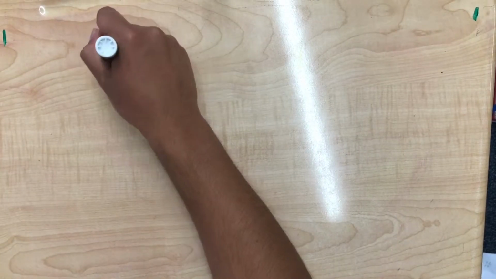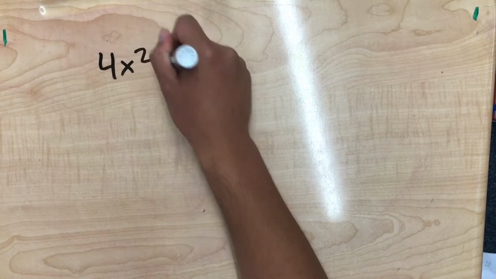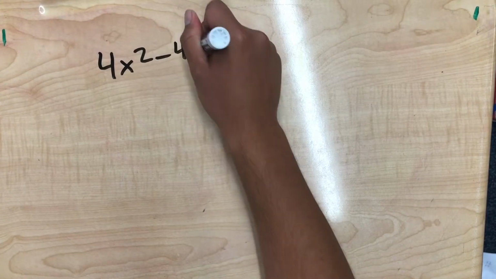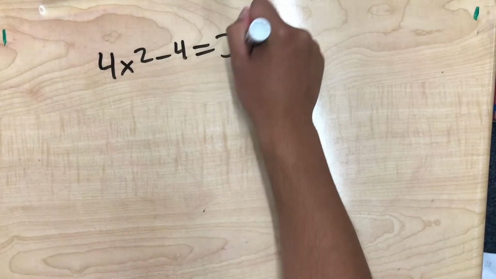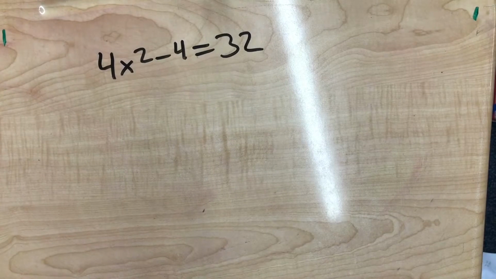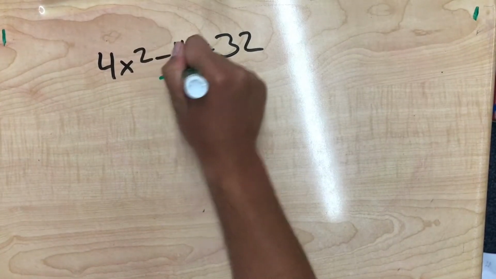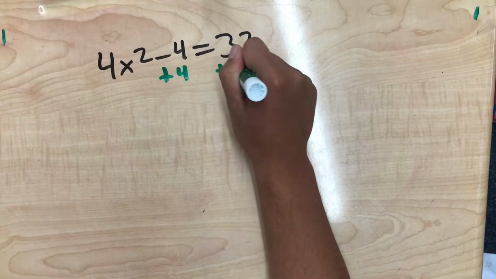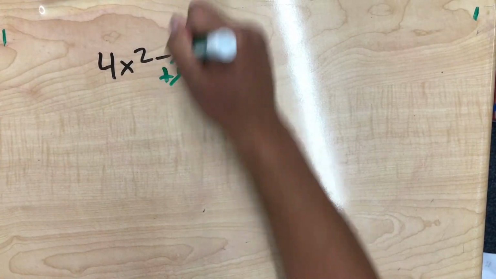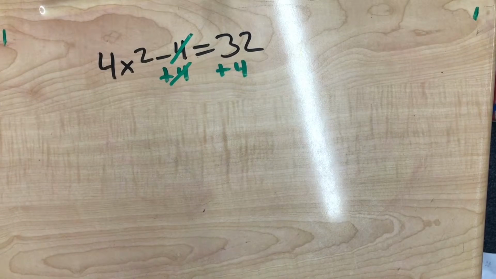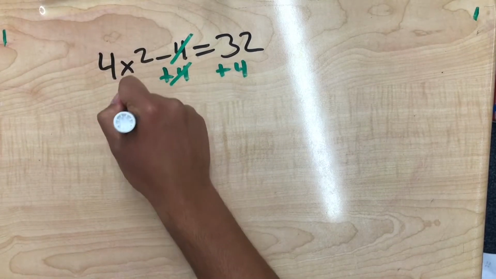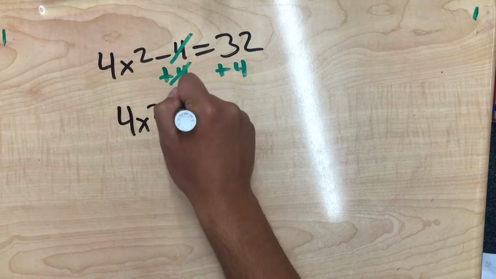So today we're going to be solving for x, and our equation is going to be 4x squared minus 4 equals 32. When solving for x, we want to get x by itself. So in this case, we have to add 4 to both sides in order to cancel out the minus 4. So now we're left with 4x squared equals 36.